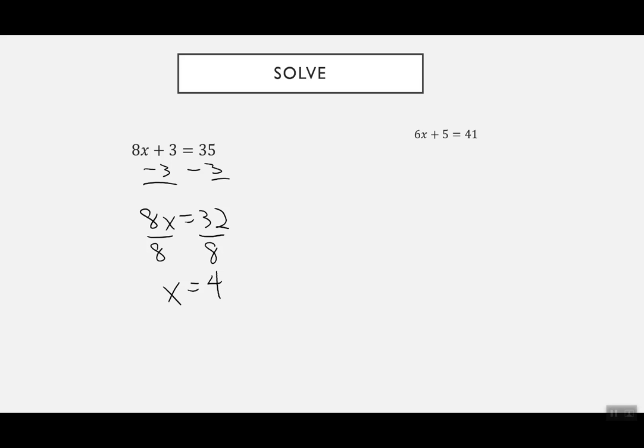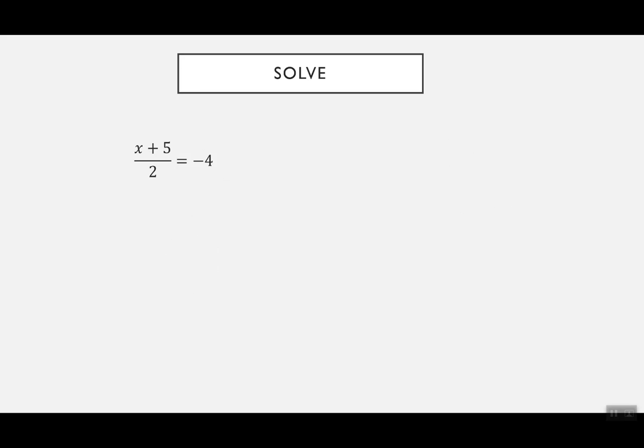Same thing with the 6x plus 5 is 41. I think I want to get to x, so I want to move the 5 out of the way so I can get there. So we're going to subtract 5, subtract 5. 6x, 41 minus 5 is 36. Divide by 6. X is 6.